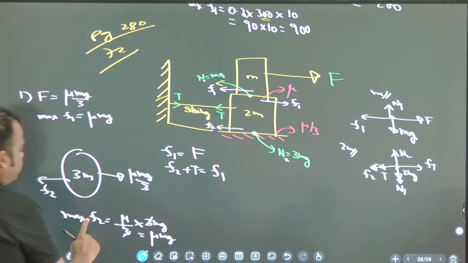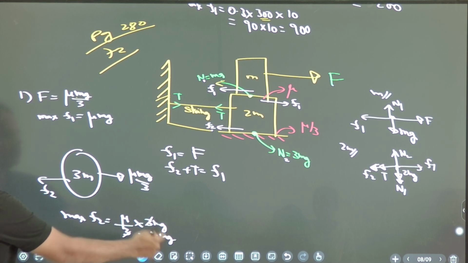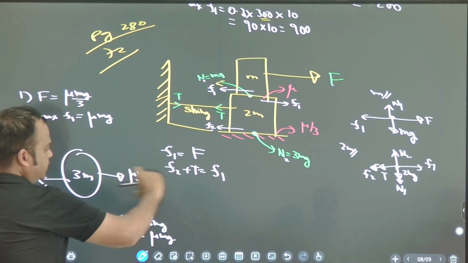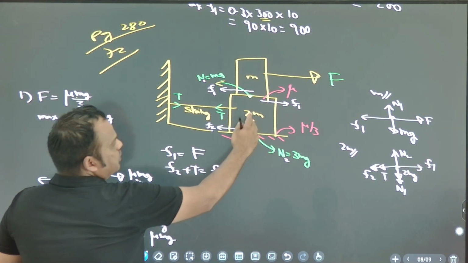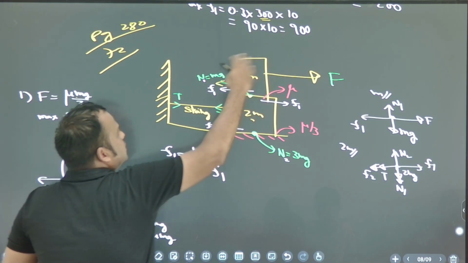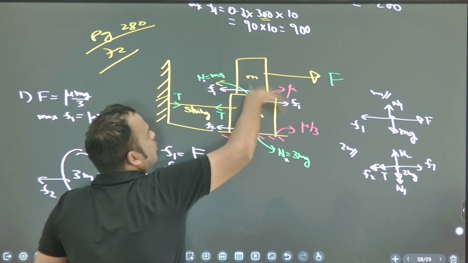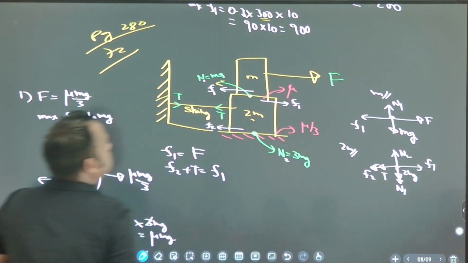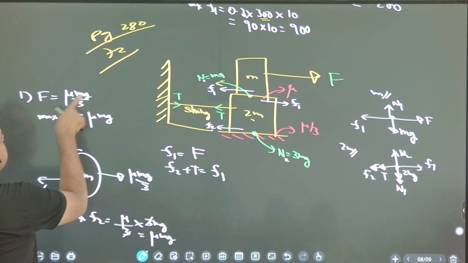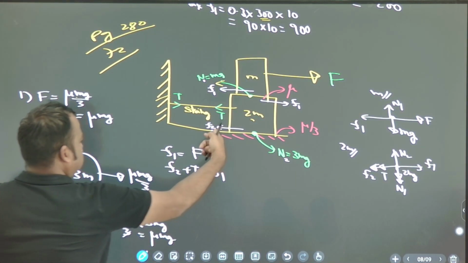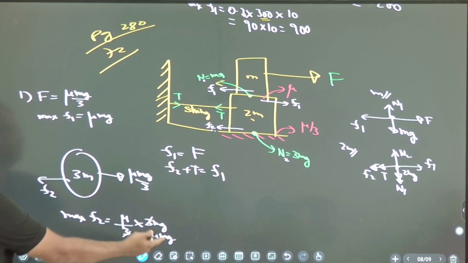Now maximum F2 is mu mg, and you are exerting only mu mg by 3. So 2m will not move. If you consider this whole object as one, what force are you exerting? Mu mg by 3, and the maximum friction from the ground is how much? Mu mg. So they will not move.